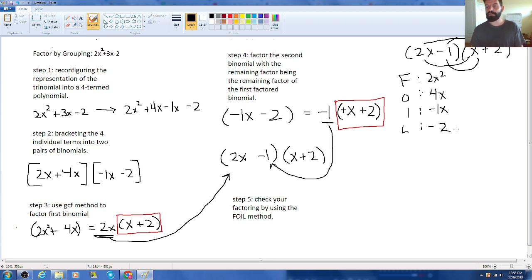So now you see that I have the terms from my original post step 1. So now I have 2x squared plus 4x minus 1x minus 2, and then my final step with checking my answer will just be to combine the like terms, which gives me 2x squared plus 3x minus 2. Okay, so that does indeed check from my original trinomial I started with.